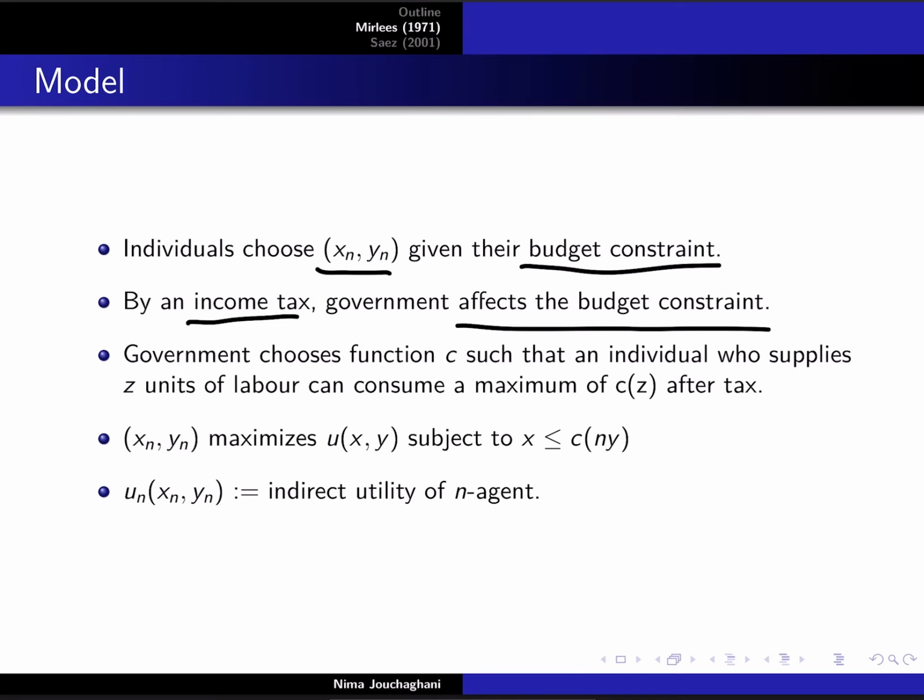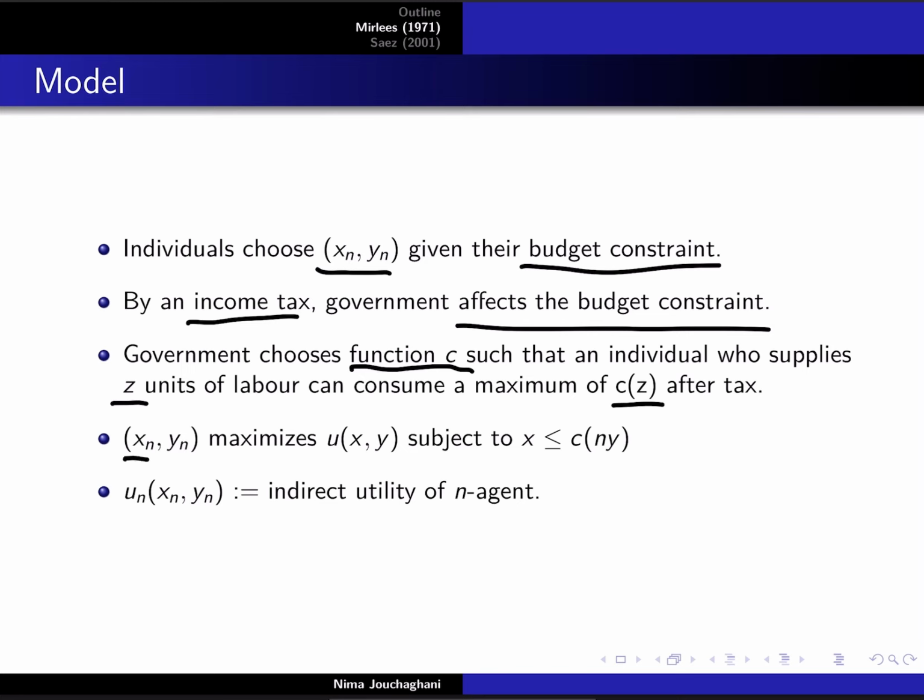And it is modeled here by a government which chooses a function C. C is a function such that an individual who supplies Z units of labor can consume a maximum of C of Z. Just a very simple example: if C is the function which subtracts from everything 0.5, then if your labor supply is equal to 1, you can consume a maximum of 0.5 after taxes. So this is the C function in a very simple way, but it can also be more complicated.